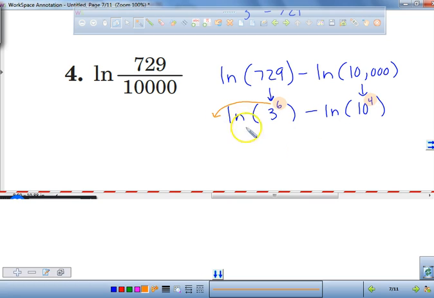That's right. That's better instruction. Good job. So we're going to say 6 times the natural log of 3 minus. What am I going to do with the 4? You're going to bring it to the front. Of what? Of ln. Thank you. Of the natural log. So we're going to say 4 times the natural log of 10.